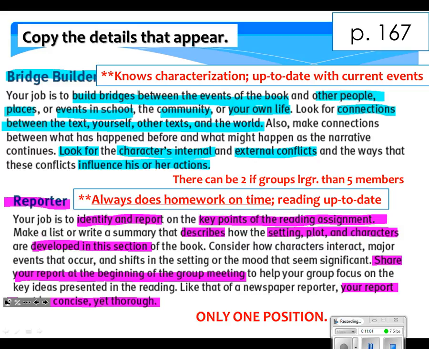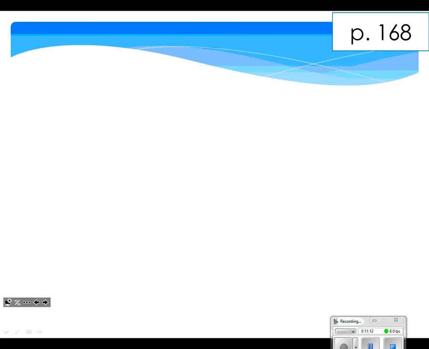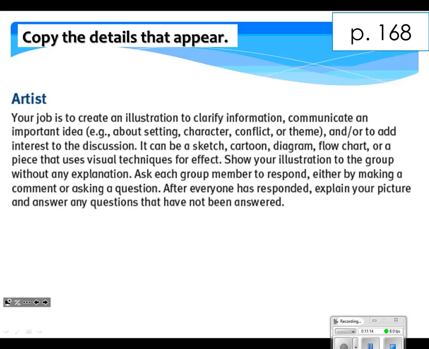There's one final job. It's the most coveted, but it's got the strictest rules to it, and it's reserved for specific people. So go ahead and turn that page to 168. This is the final job.